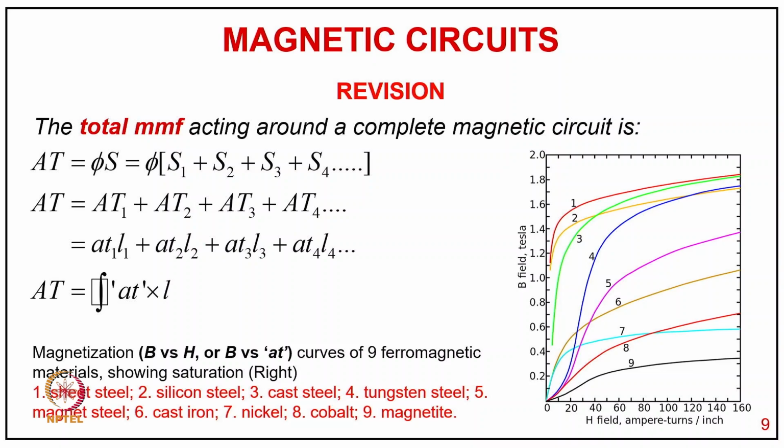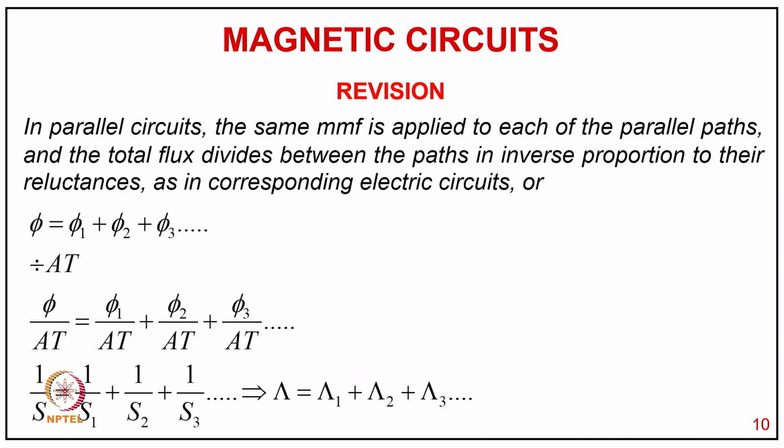These are the BH characteristics of different ferromagnetic materials, which show their behavior, and we have to consider these characteristics when these materials are involved in the path of the magnetic circuit. That was the series circuit; next we come to the parallel circuit.